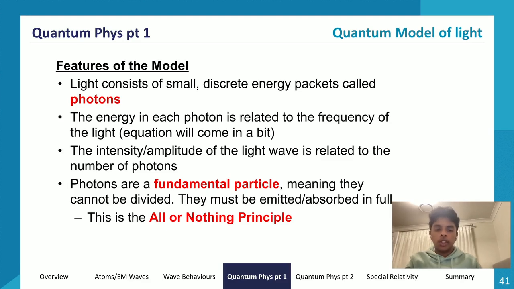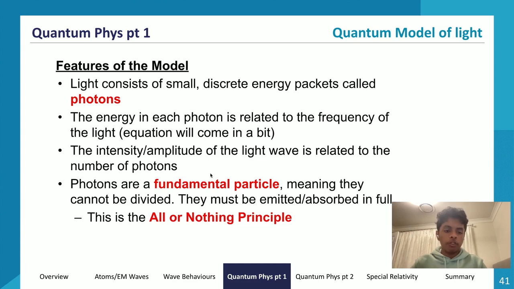They are the building blocks of the universe, basically. So protons and neutrons aren't fundamental particles because they can be broken down further into quarks, which are fundamental particles. And you learn about the different types of quarks in Module 8. But for now, all you need to know is that photons are fundamental particles as well. And so they cannot be divided at all.